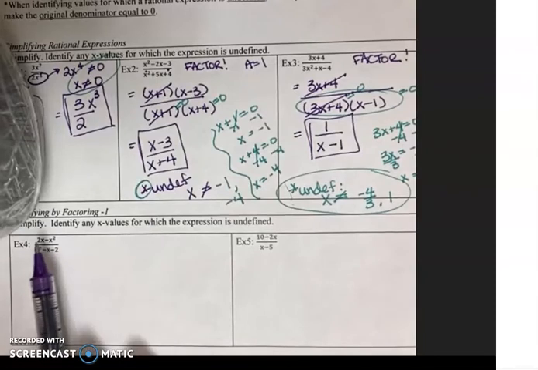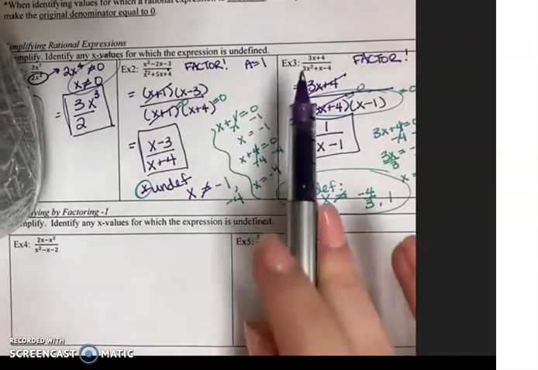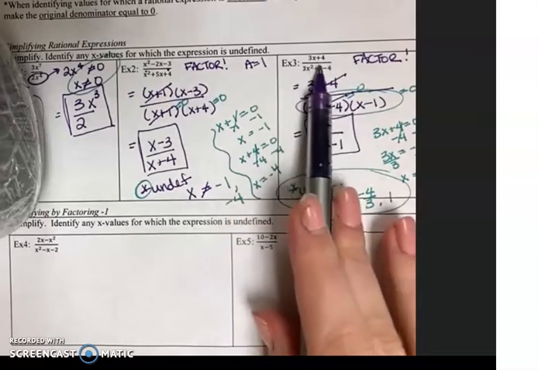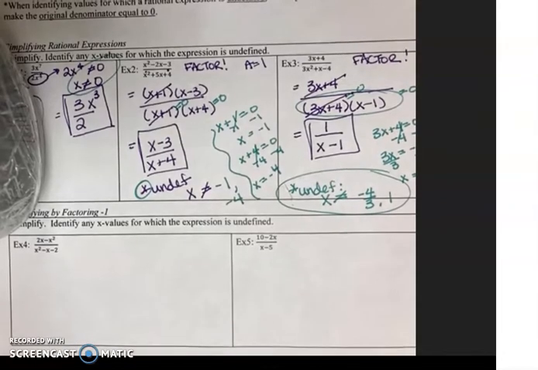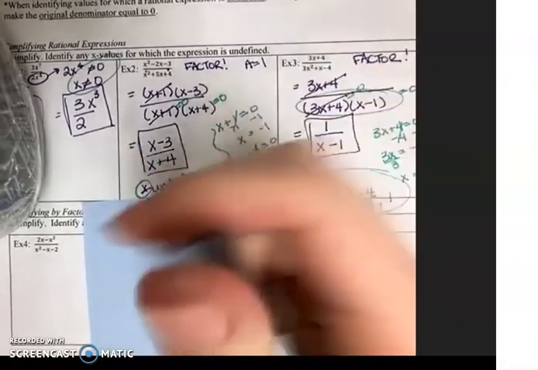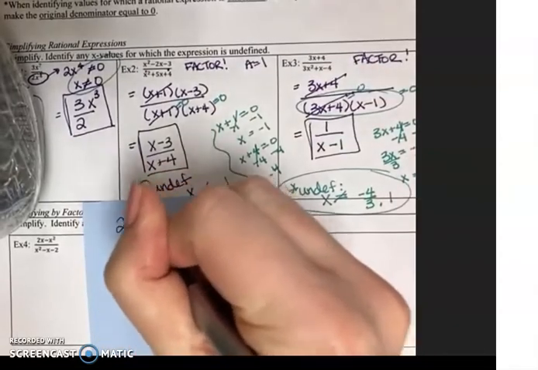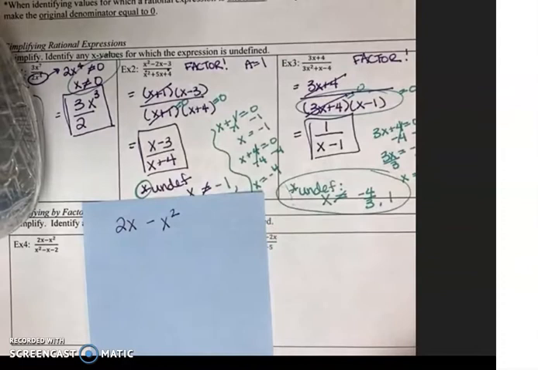Remember, we would like to factor the numerator and denominator if possible. We saw in example 3 that it's not always possible. We had to leave the numerator the same, and then try to simplify by canceling stuff out. The numerator in example 4 is 2x minus x squared.